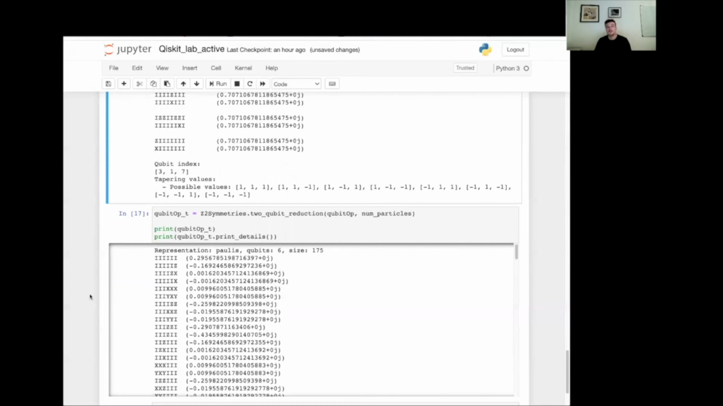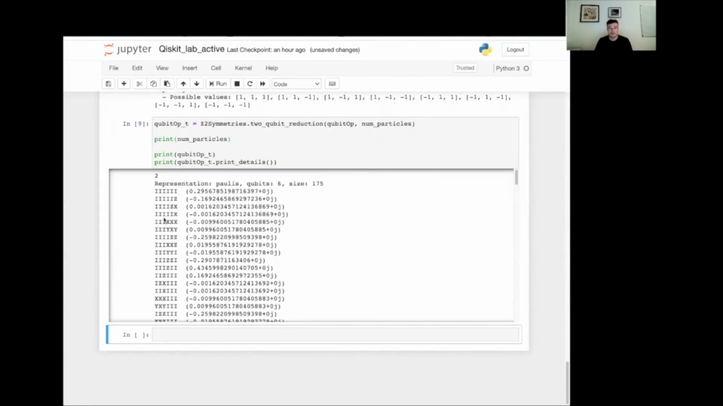So we have removed 2 qubits, and now that we have got our 6-qubit operator by removing the 2 spin charge symmetries that every non-relativistic molecular Hamiltonian has with the two-qubit reduction function, let's actually double check that indeed the ground state energy for our tapered qubit operator is the right ground state energy, right?